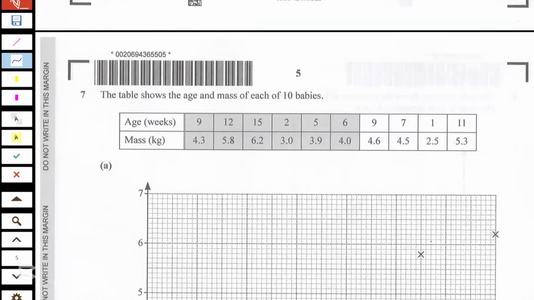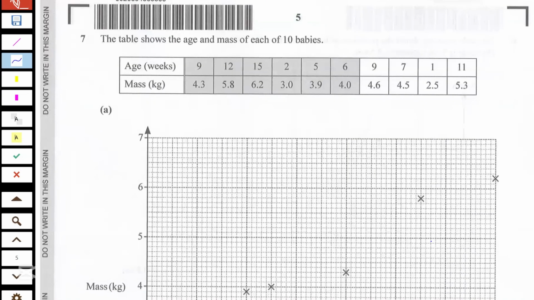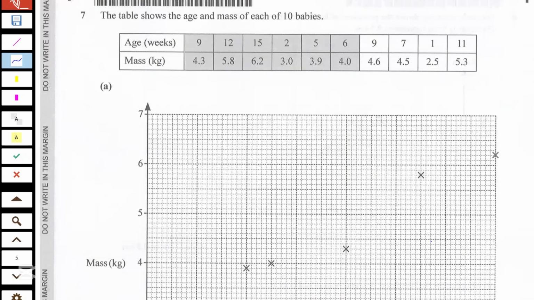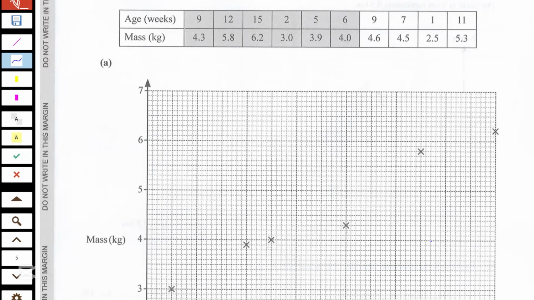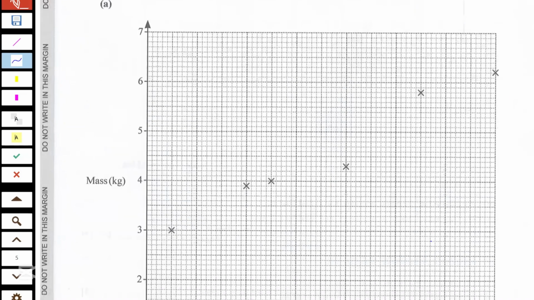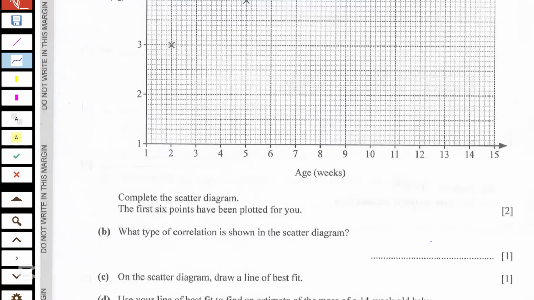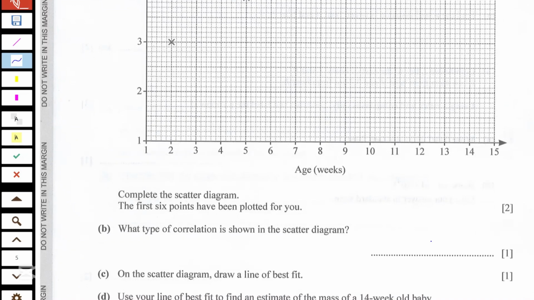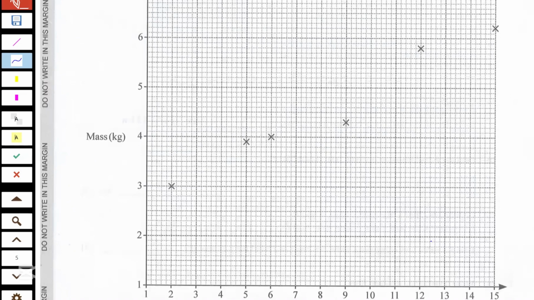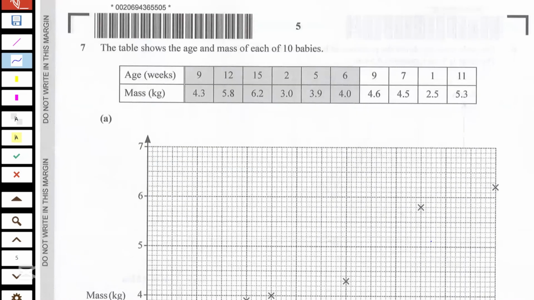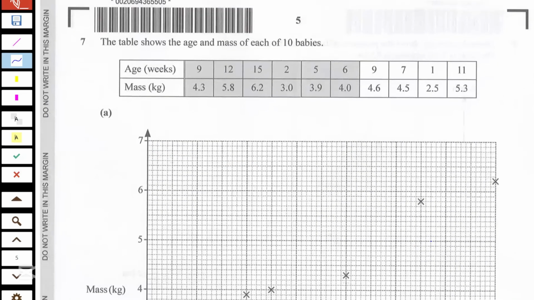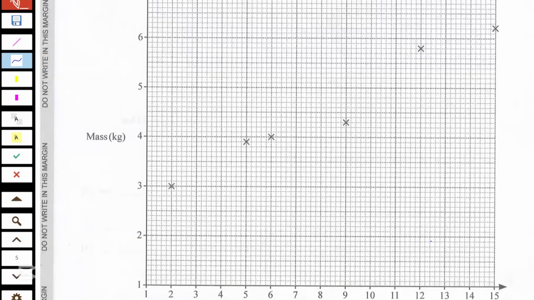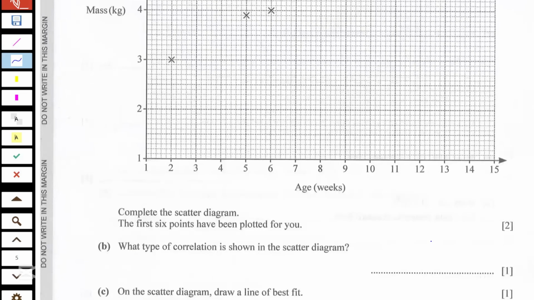Now the next question, 7. The table shows the age and mass of each of 10 babies, age in weeks, and the mass in kilogram. The question here says, complete the scatter diagram. The first 6 points have been plotted for you. So let's complete it by plotting the last 4. We're going to complete the graph by plotting the remaining points, which are the last 4 points.